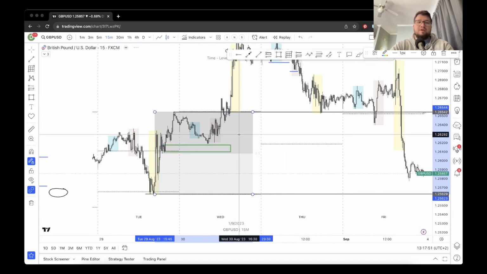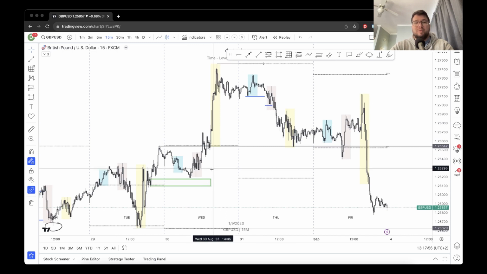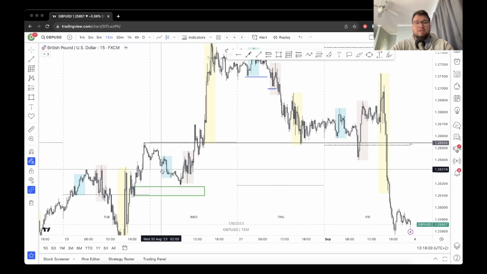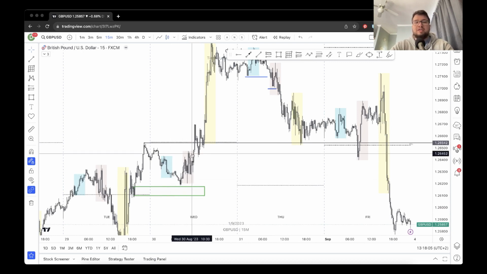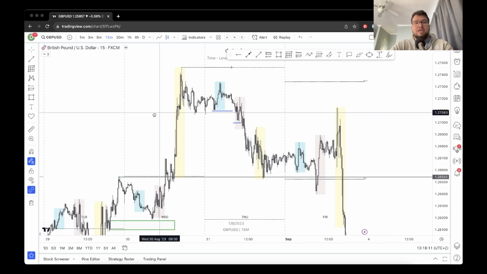Okay, range expansion on Wednesday, price expanding towards the upside. We had a small little jitter swing towards the downside, taking out Asia low, expansion, London failed to make a lower low. Then all that's needed is for price to go up. Massive expansion in New York session.